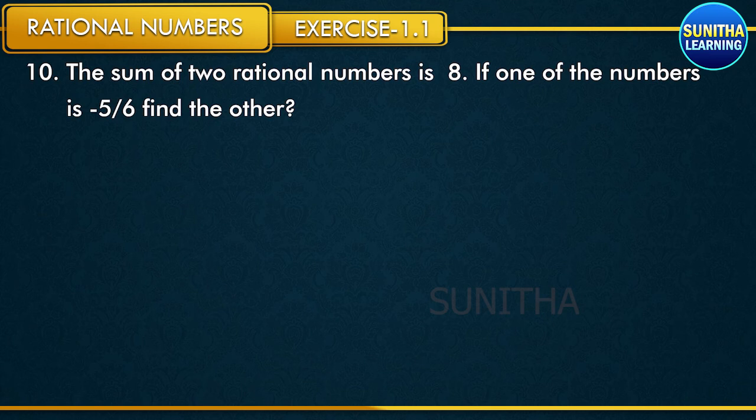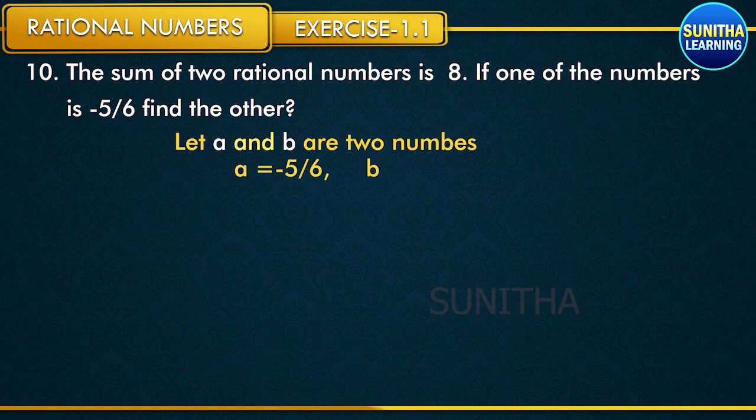10th problem: The sum of two rational numbers is 8, and if one of the numbers is minus 5 by 6, then find the other. This is also the same. He has given a clue: the sum of two numbers is 8. Does he give the two numbers? Yes, in the next sentence: one number is minus 5 by 6. So among two numbers, one is given, and we need to find the other. Let A and B be the two numbers. A is given as minus 5 by 6, then find B.